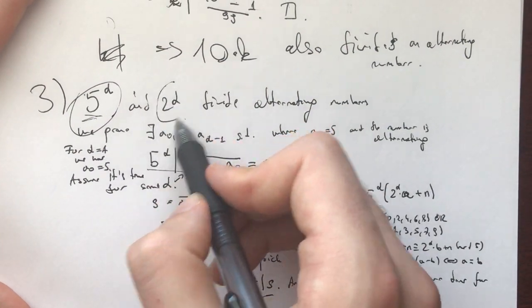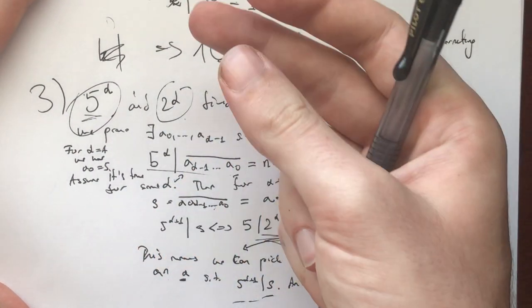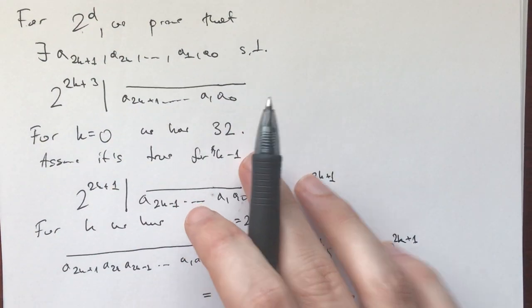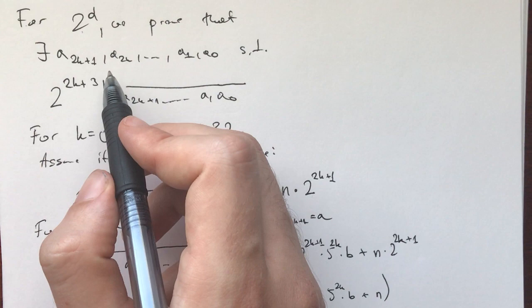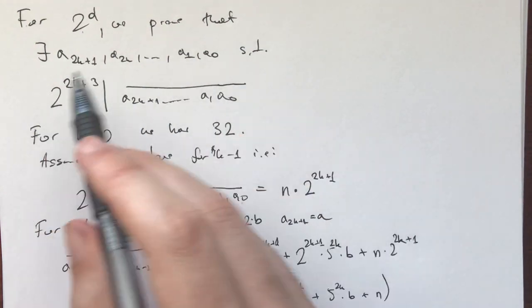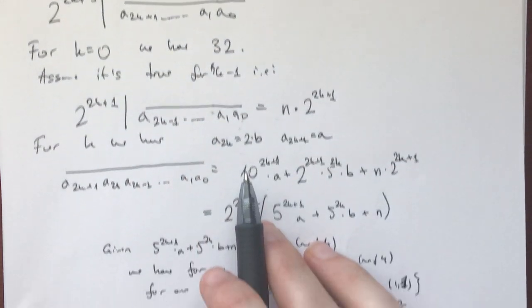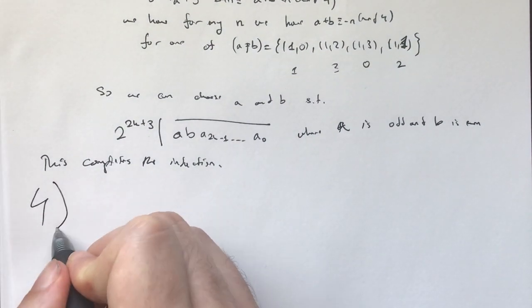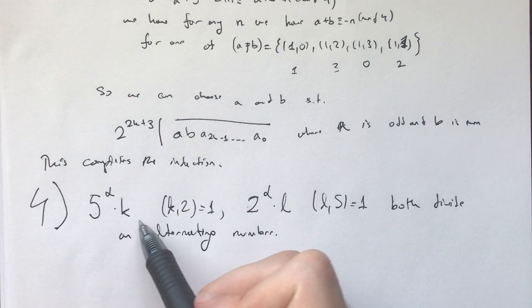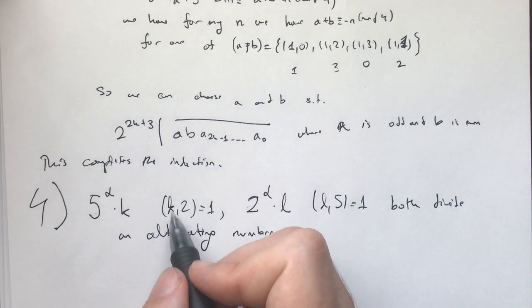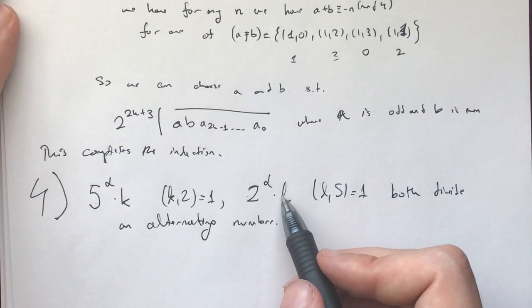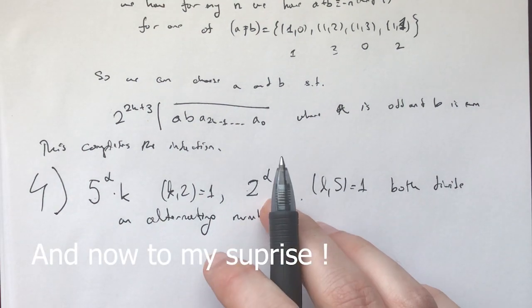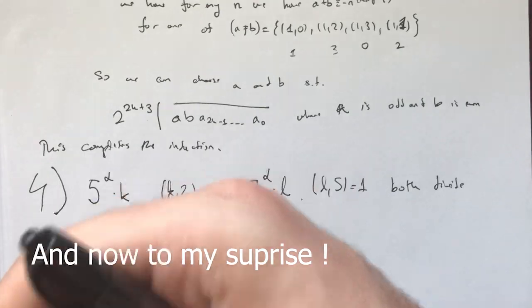And now we move on to the 2 to the power of alpha on the next page. For the 2 to the power of alpha part, we just prove that we can choose 2k plus 1 of these such that this whole thing is true, and we prove it inductively. And now we move on to our fourth and final claim, which is that 5 to the alpha times k, where k is not divisible by 2, and 2 to the alpha times l, where l is not divisible by 2, both divide an alternating number. And we prove this on the next page.